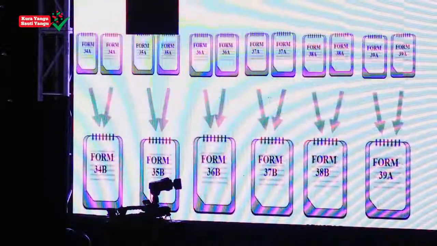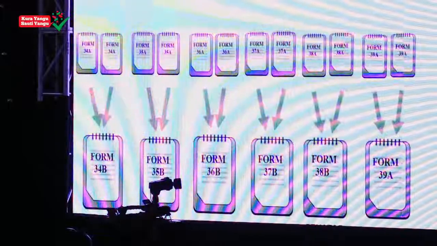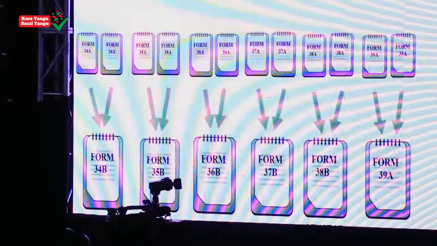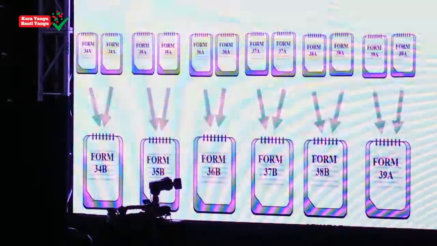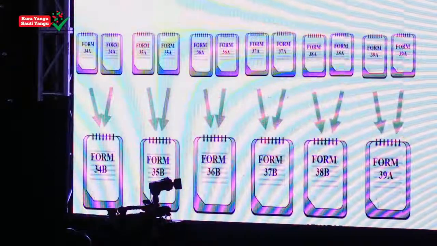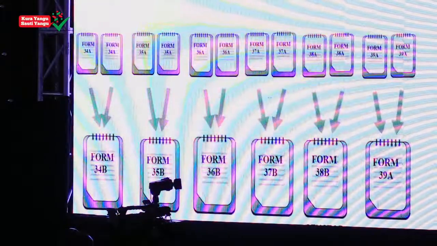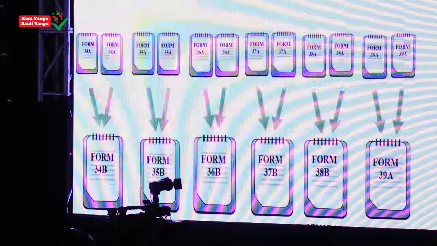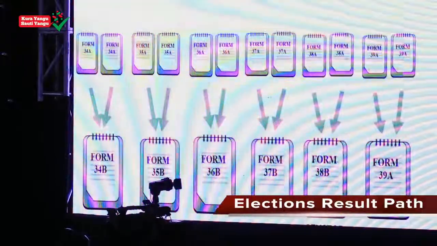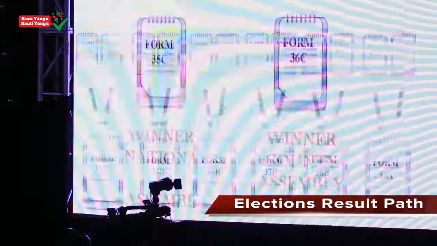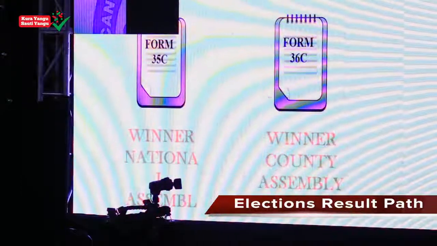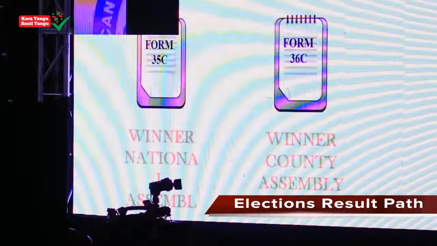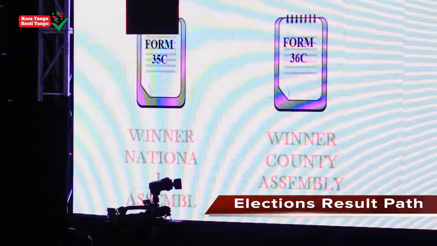Next slide. You can see the graphs there. The A series, the 34A become 34B. 35A become 35B, and so on and so forth until the 39A, which for county women to the National Assembly. After that, the winners are declared for the National Assembly and of the County Assembly. Next.